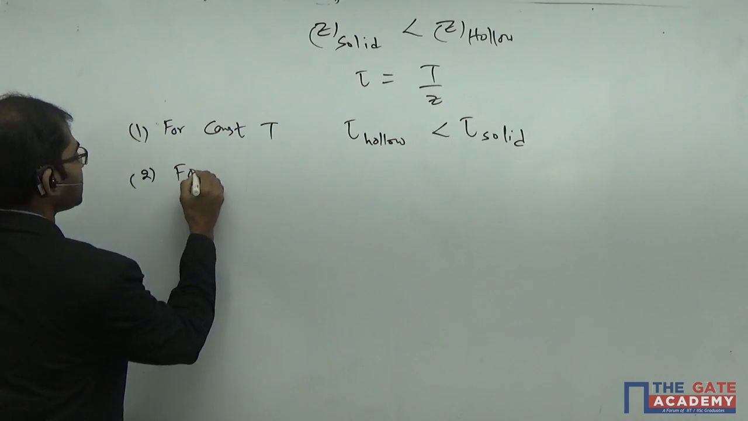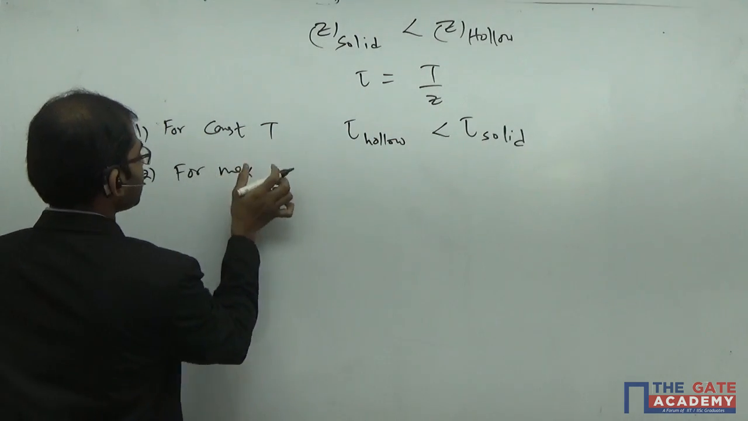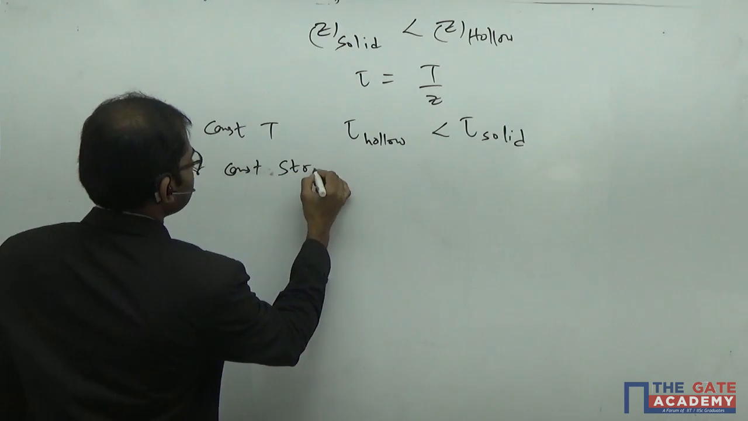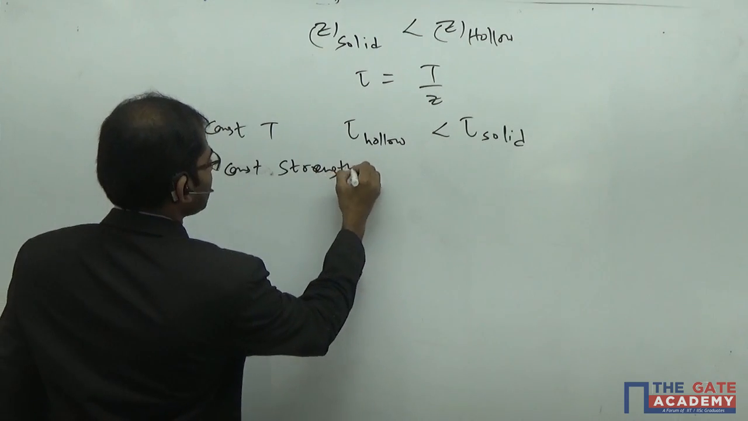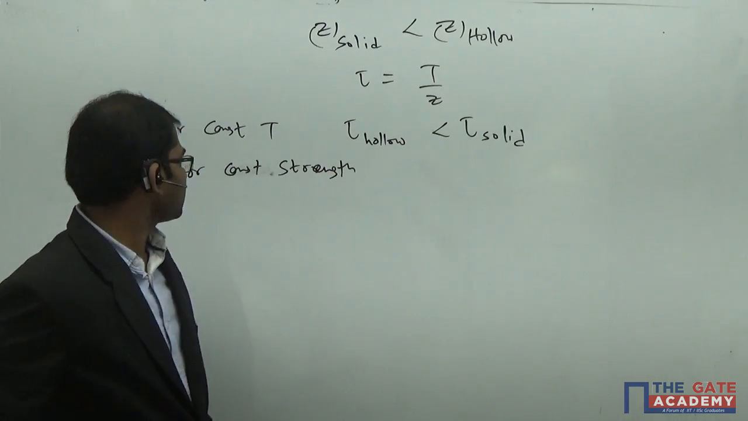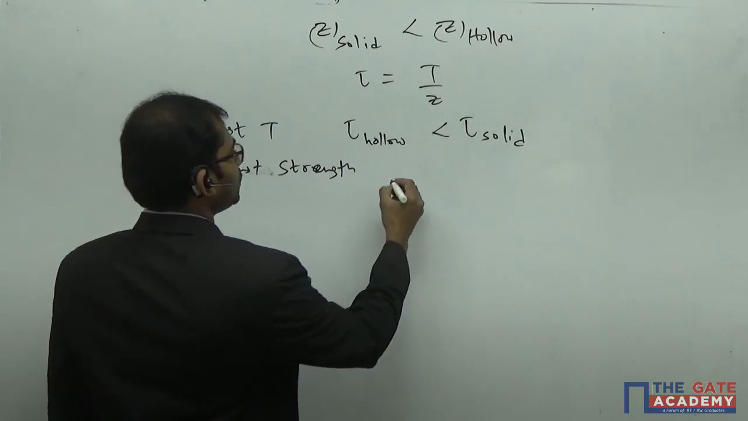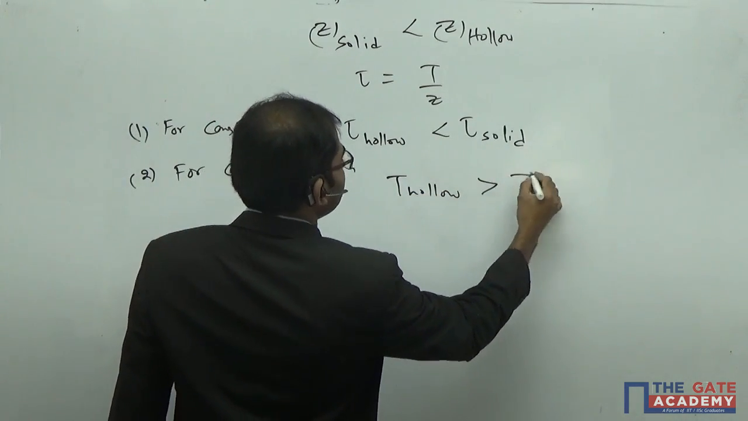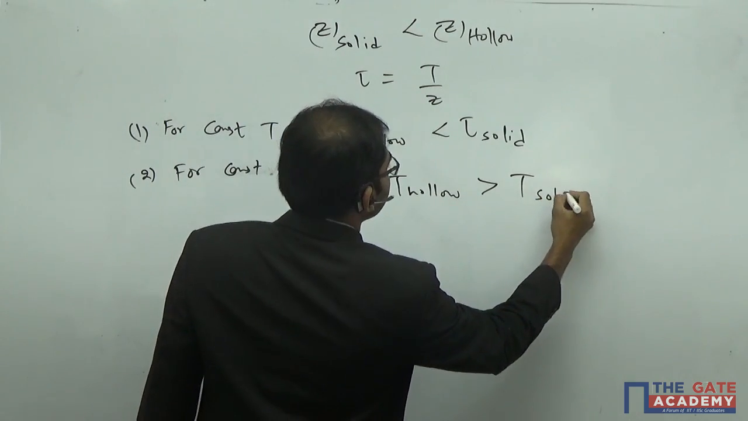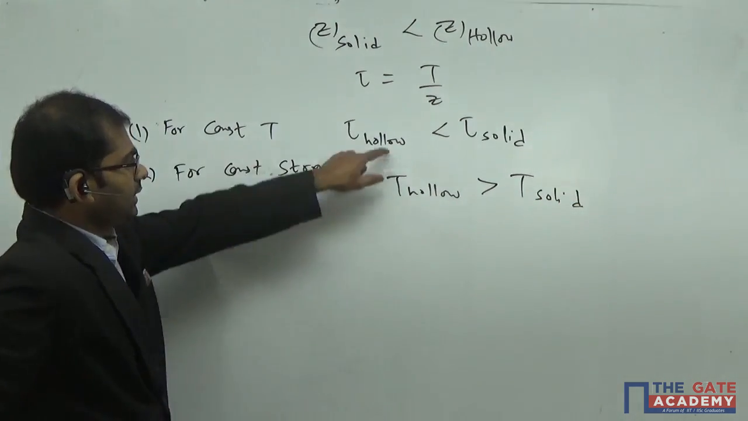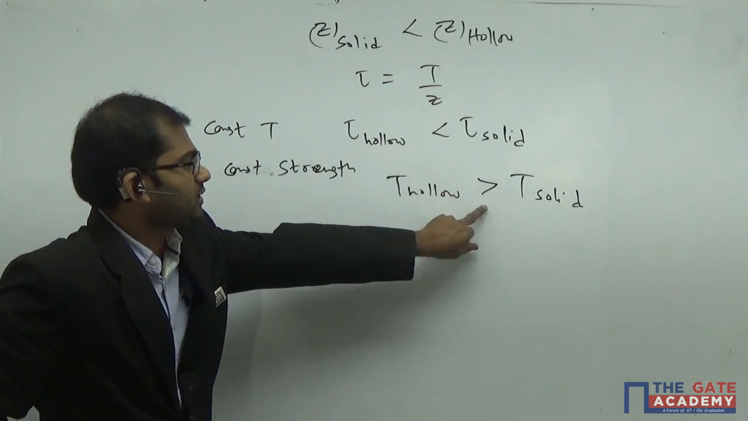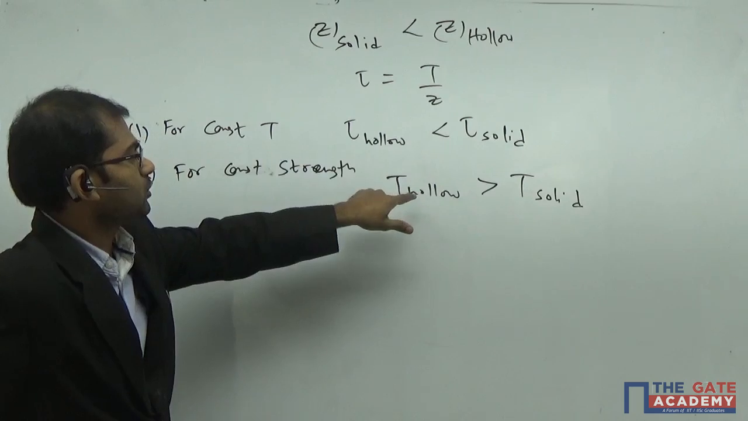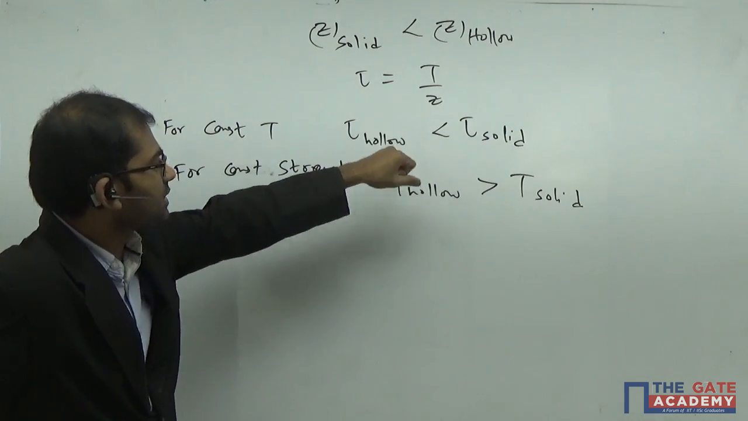So for maximum constant stress, or simply for constant strength, because strength may not be the maximum stress every time, the torque carrying capacity of the hollow shaft is greater than the torque carrying capacity of the solid shaft. So we see that these two results favor the hollow shaft itself. Torque carrying capacity is higher, although they are interrelated, and stress induced is lesser here.